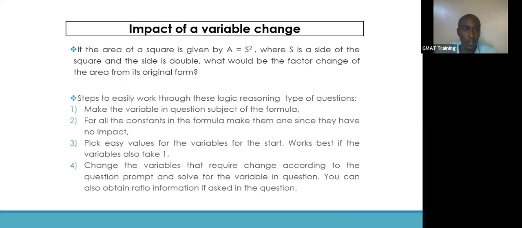So the first step, make the variables in question subject to the formula. This step here we're good. For all the constants in the formula, make them 1 since they have no impact. We have no constants in this particular formula for the area of the square, so we can skip this. Pick easy values for the variables for the start. Works best if the variables also take 1.